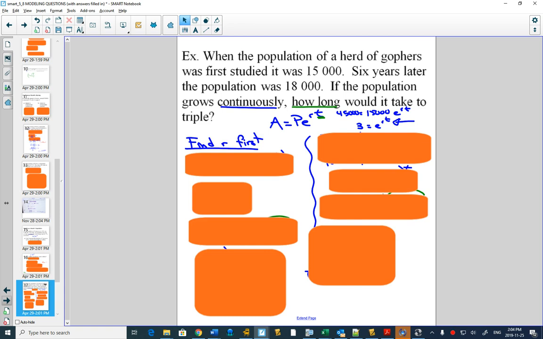Do we have enough information to write an equation where the only thing we don't know is r? Well, we have an initial population of 15,000. We know that in 6 years, it's 18,000. Can you see that I can make an equation with that? 15,000 originally, 18,000 times 6 years. That makes an equation where the only thing I don't know is r.